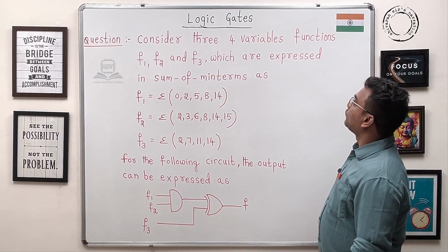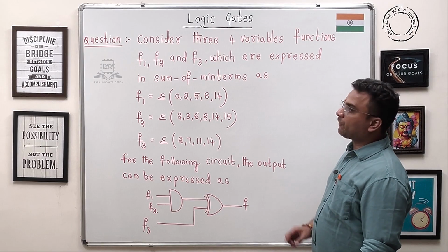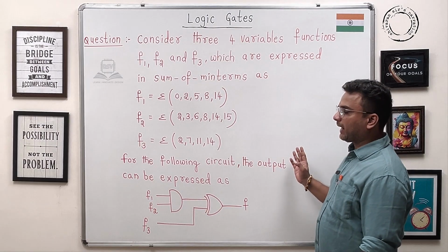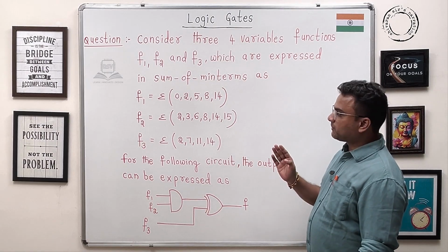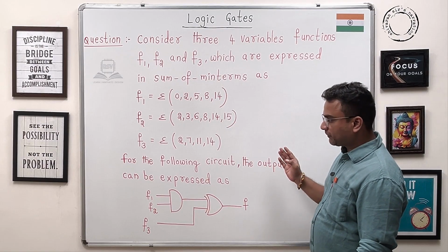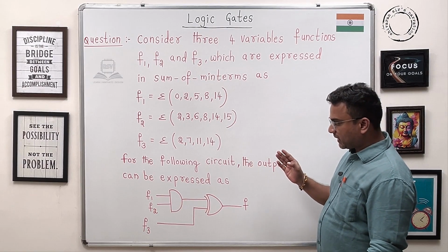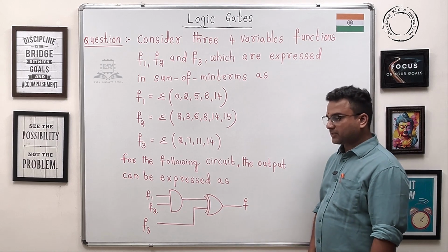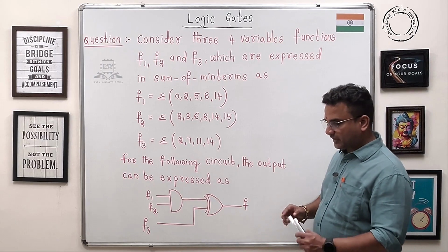Consider 4 variable functions f1, f2, f3, which are expressed in sum of minterms as f1 is equal to sigma of 0, 2, 5, 8, 14, f2 sigma of 2, 3, 6, 8, 14, 15, f3 sigma of 2, 7, 11, 14. For the following circuit, the output can be expressed as this one guys.